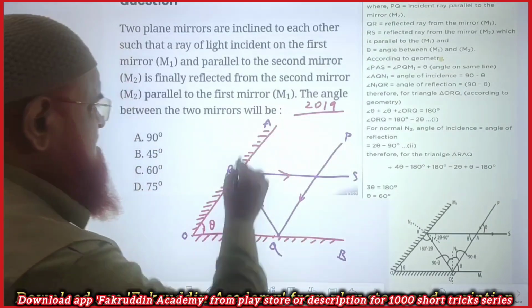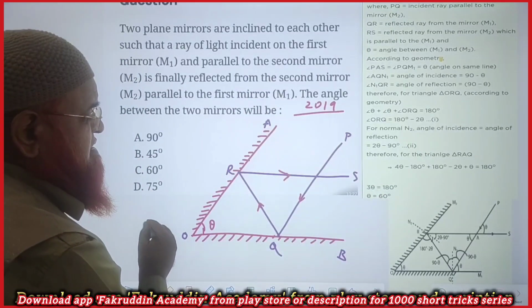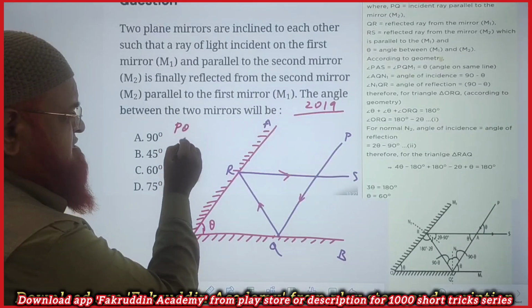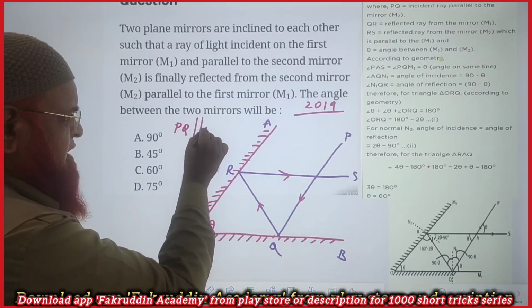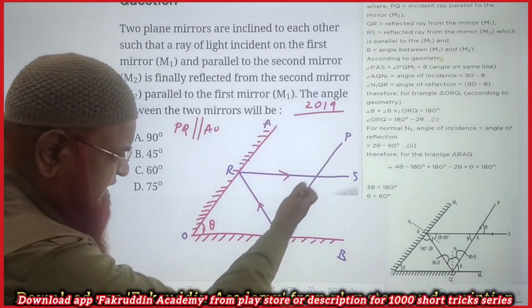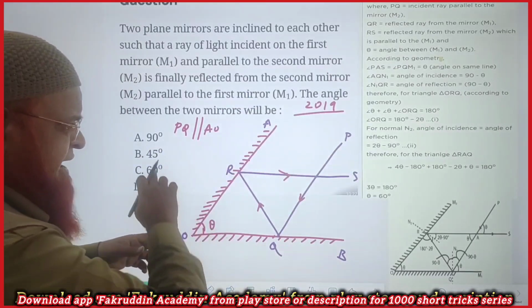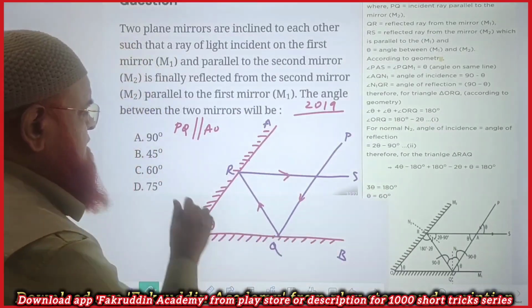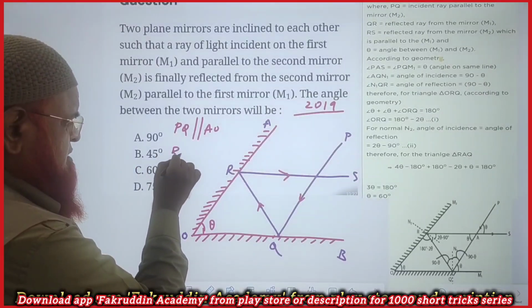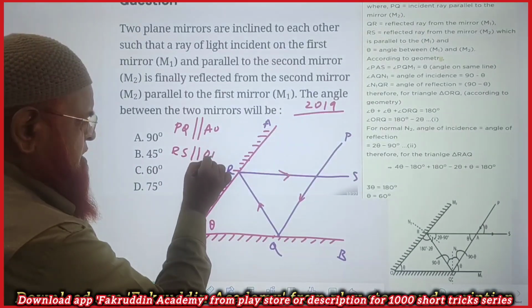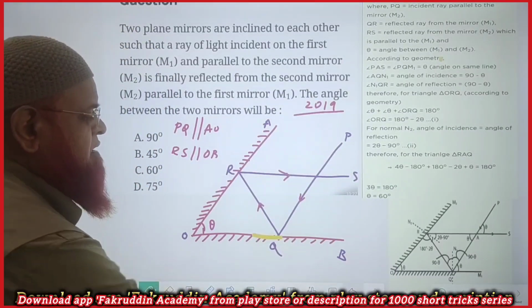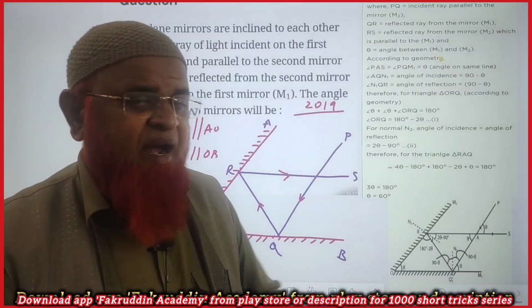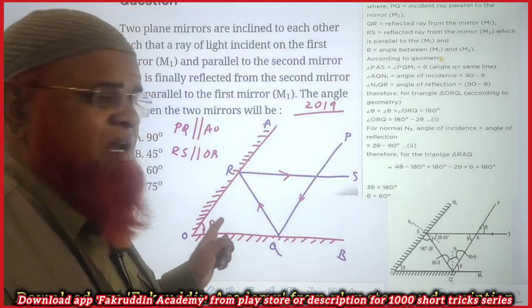Light ray enters in this direction and strikes one mirror, it reflects back, strikes the other mirror, reflects back again. But here the condition given in the problem is that the light ray enters parallel to the mirror OA. That means it is parallel to AO, and RS is parallel to AB. That means this RS is parallel to OB. These two are parallel, these two are parallel. It is given in the question. And he is asking us to find out what is an angle.